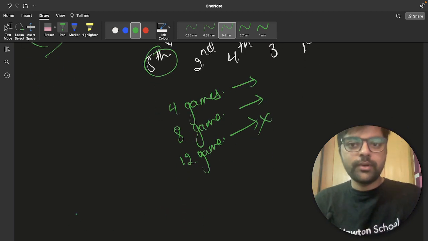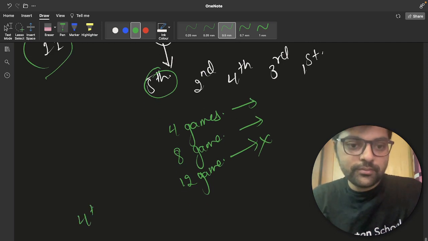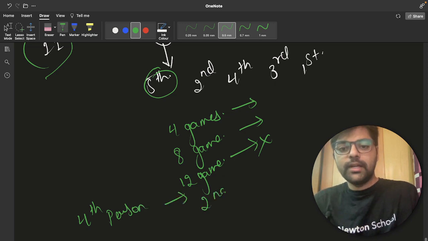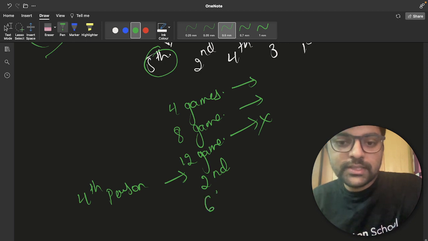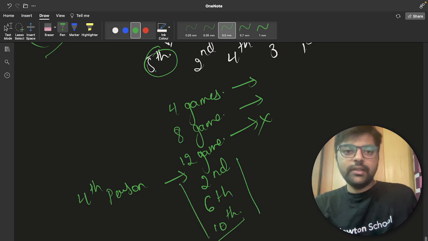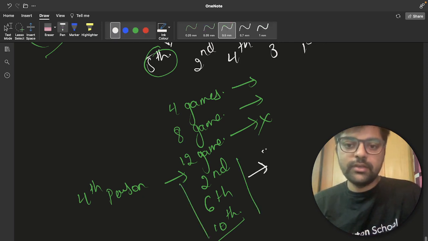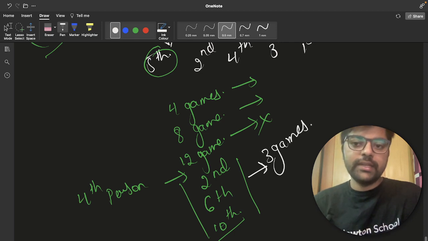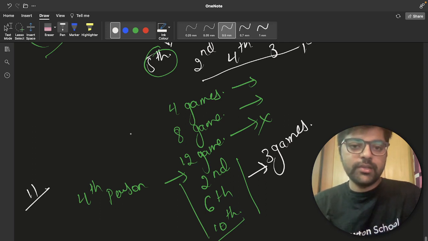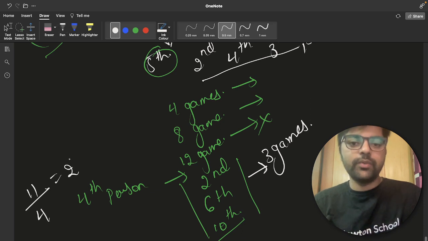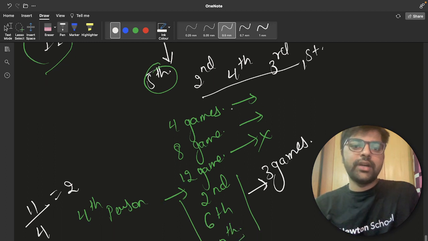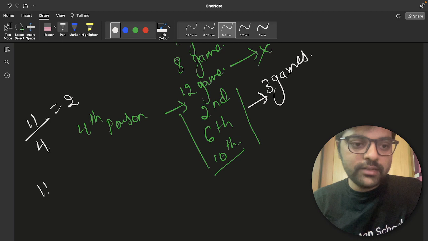But if we talk about, let's say, the fourth person, he will fight in the second game, then he will fight in the 6th, then in the 10th, right? So he will be the winner in 3 games. So how am I getting this? Let's say 11 matches were there, 11 divided by n minus 1, that is 4. So at least 2 times everyone got to fight, 2 times second, fourth, third, first, everyone gets to fight with the 5th. And now there are some elements left.